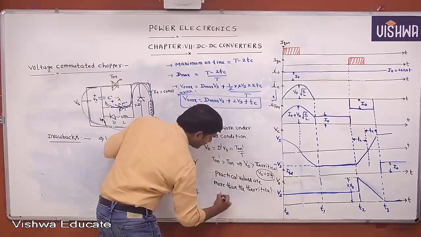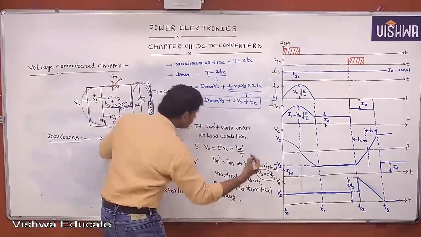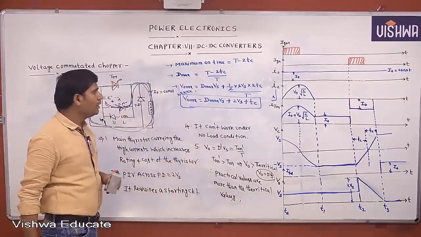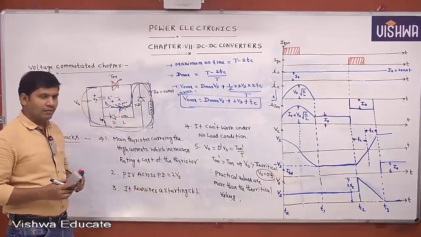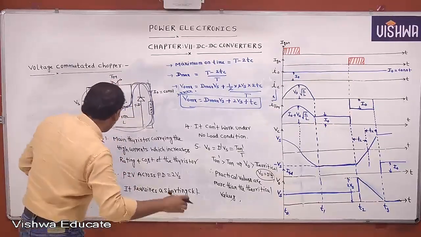Practical values are more than the theoretical values. This is one more drawback. Practical values are more than the theoretical values. Now see the sixth drawback.